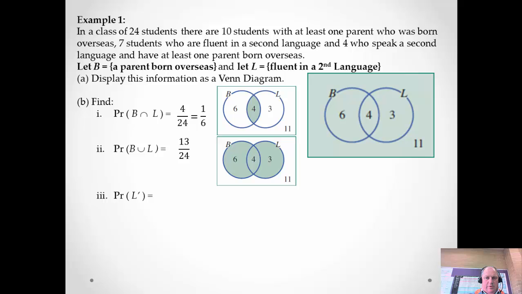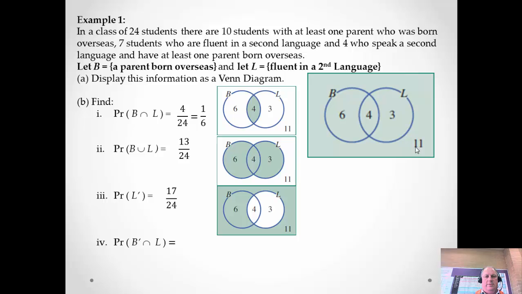This one says, what's the probability of not being in L? We'll go back to the original one here. The 6 there is not in L, and the 11 is not in L. So anything that doesn't appear in the L circle, so it's up to 17 out of 24. And the last one here on your sheet, probability not in B, but in L. So that's that part of the circle, not in B, but in L. Not in B, intersecting L. There's 3 out of 24, which is 1/8.